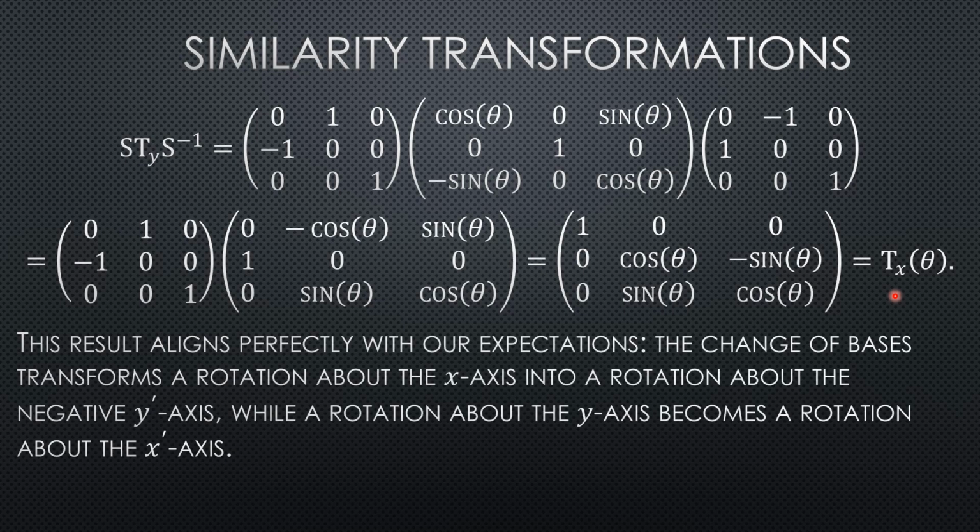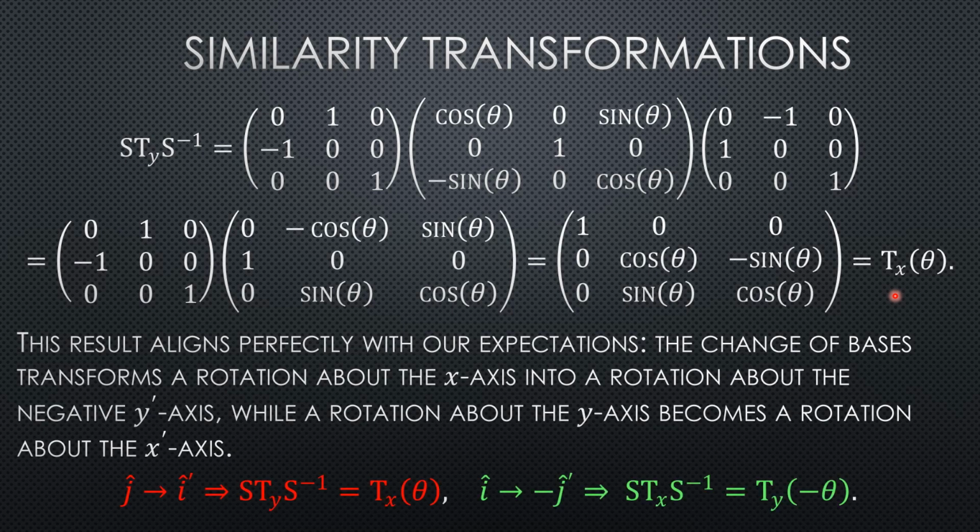So the question of, does it actually make sense? Well, yes. This result aligns perfectly with our expectation. The change of bases transforms a rotation about the x-axis into a rotation about the negative y prime axis, while a rotation about the y-axis becomes a rotation about the x prime axis. Or in other words, the old j hat has to go to an i hat prime. So that's the same as taking the similarity transform here on the y rotation, and that gives us an x. So j goes to x, we get our Tx rotation.